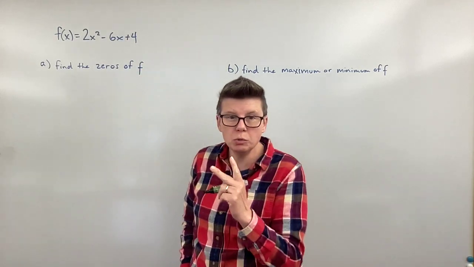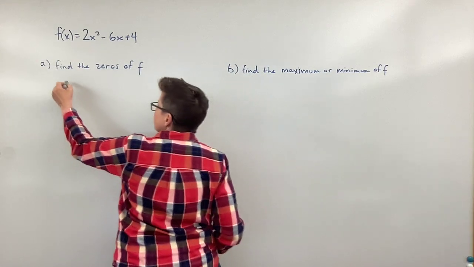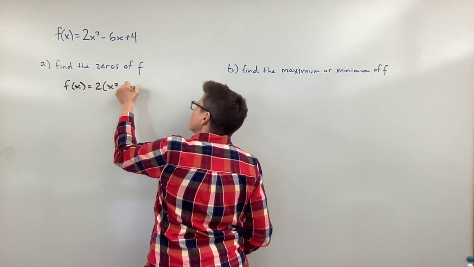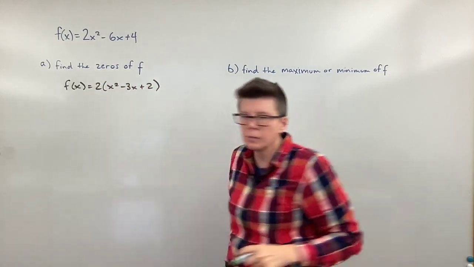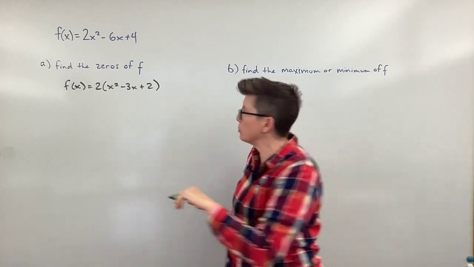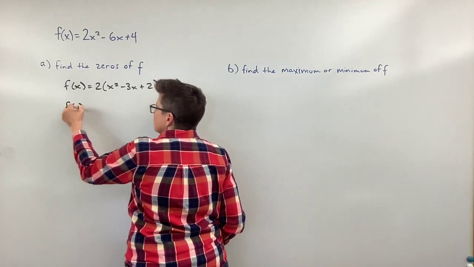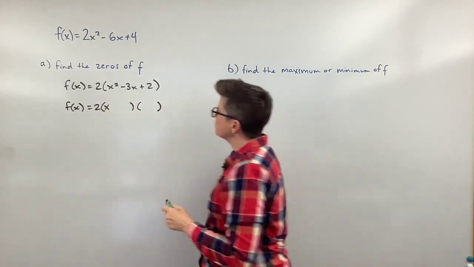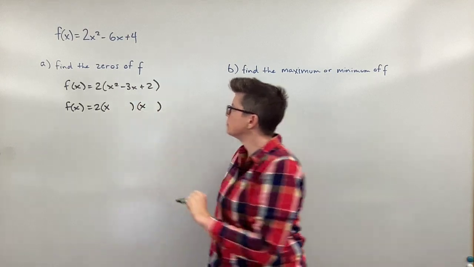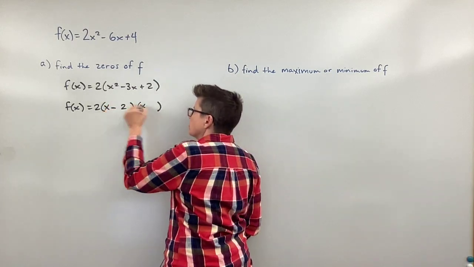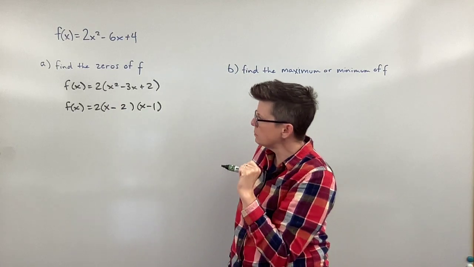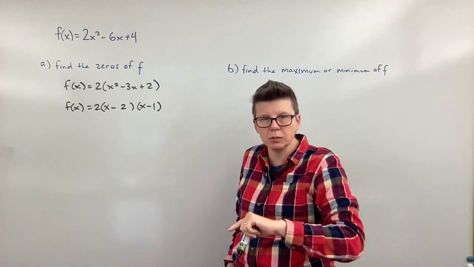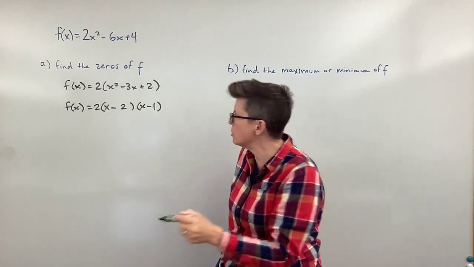First, I'll factor out a 2 because of that leading coefficient. Now I'm going to factor the quadratic inside the parentheses. With it factored now, I know the zeros. They're readily apparent because each factor set equal to 0, solved for x, gives me the location.